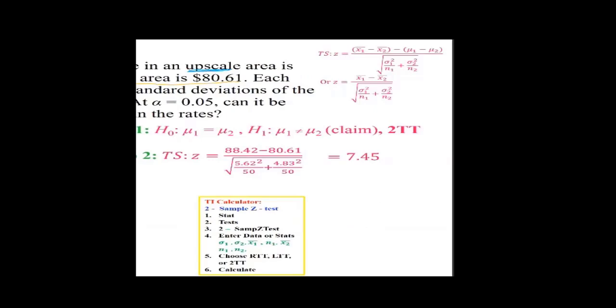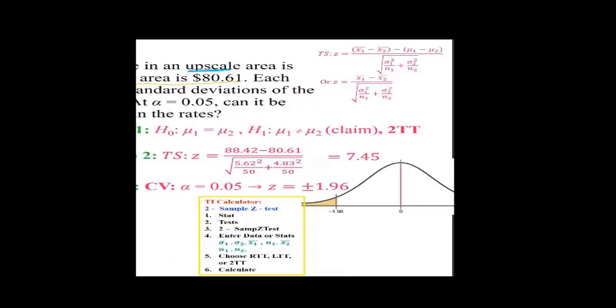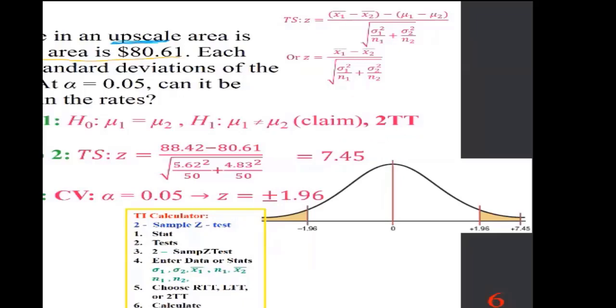Critical value comes from the choice of alpha. Alpha is 0.05. This is a two-tailed test, so plus or minus 1.96. We do the drawing, and 7.45 is way into the rejection region. So you are going to reject H0.